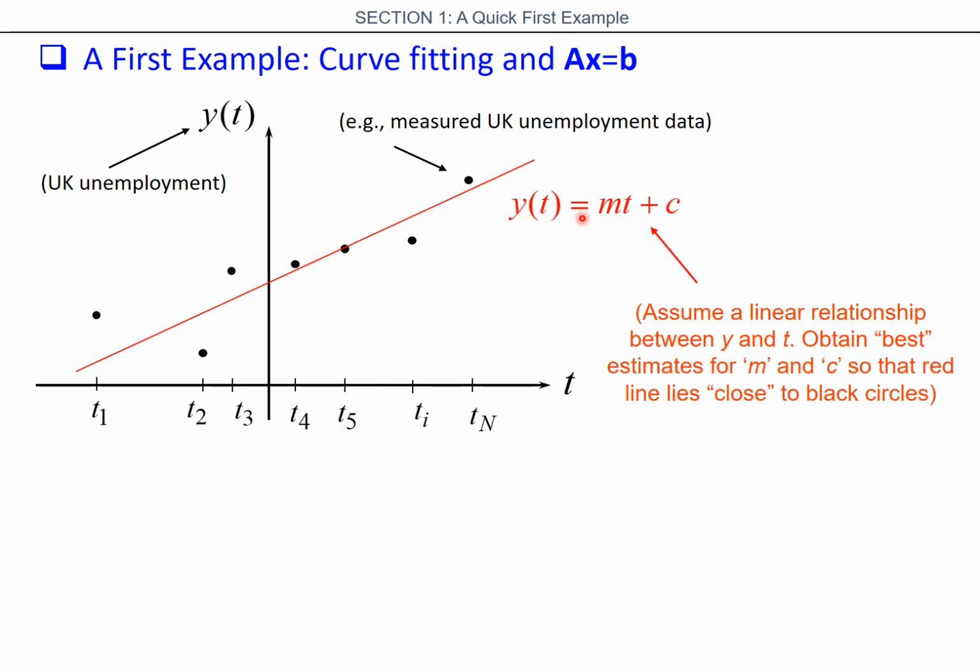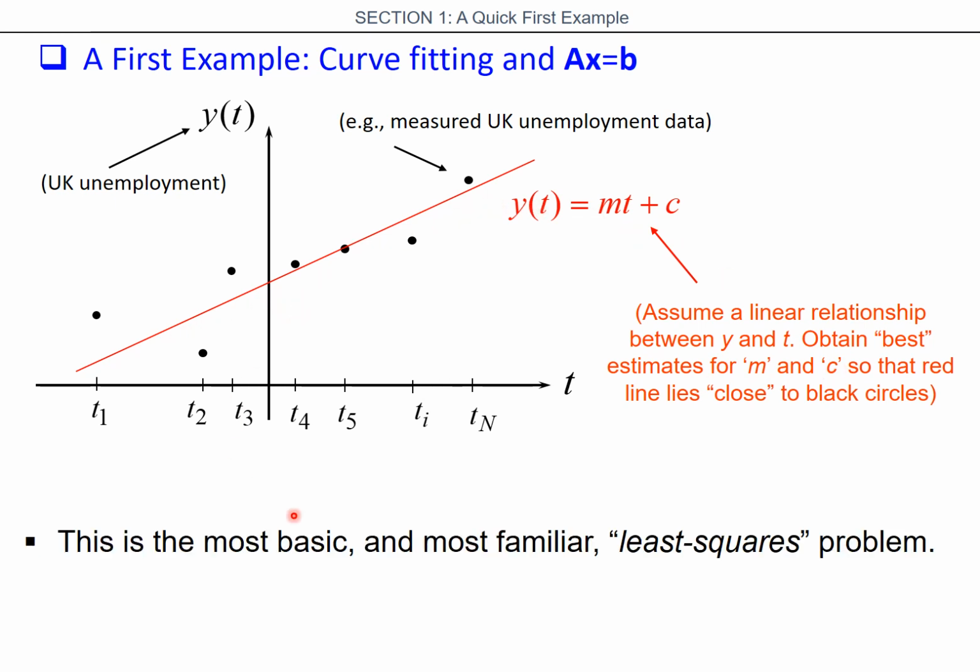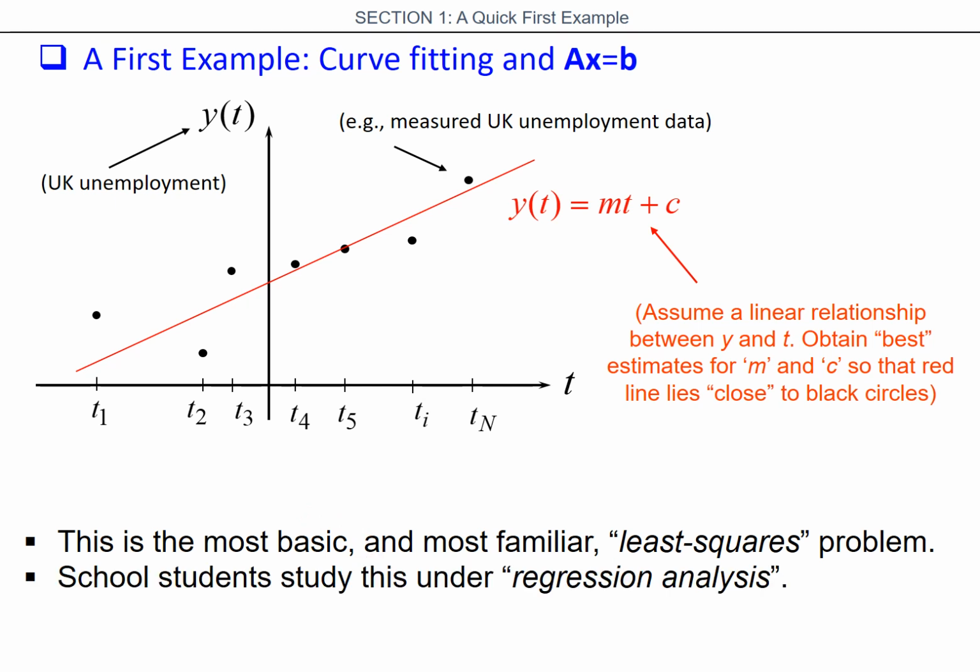And how do we do that? Well, we could say there's the equation of a straight line, and we want to find the best estimate for m and c, so that line will fit, in inverted commas, these points in the best possible way. And that's probably the most basic and most familiar least squares problem. And students at school study this under regression analysis. I know, I've checked. So this is at school level.